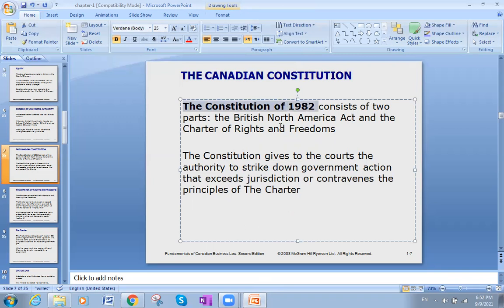The Constitution of 1982 consists of two parts: the British North America Act and the Charter of Rights and Freedoms. The Constitution gives the courts the authority to strike down government action that exceeds jurisdiction or contravenes the principles of the Charter. So this is the Constitution.